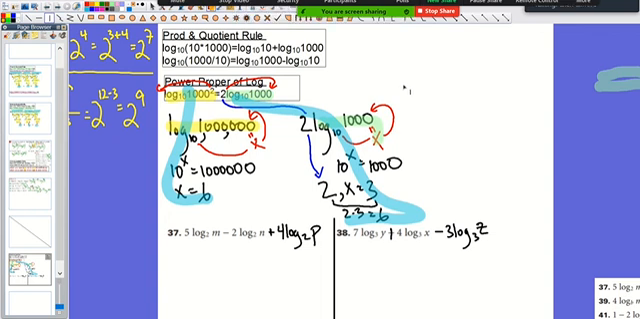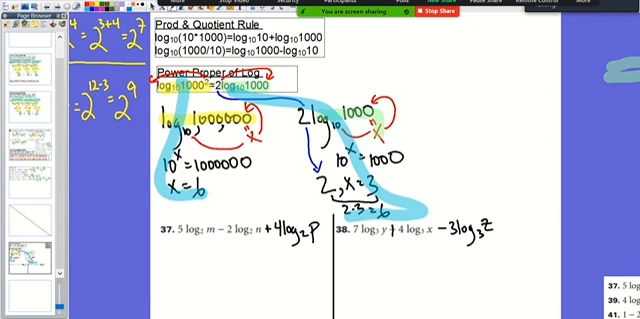While we're at it, I'm going to make this 1/4. I'm going to make that 1/3.